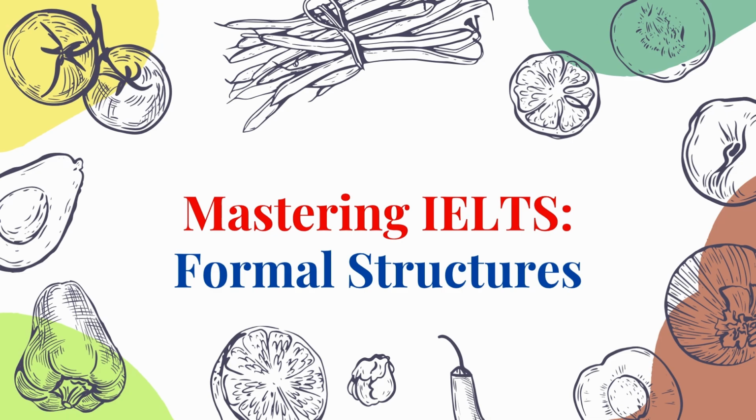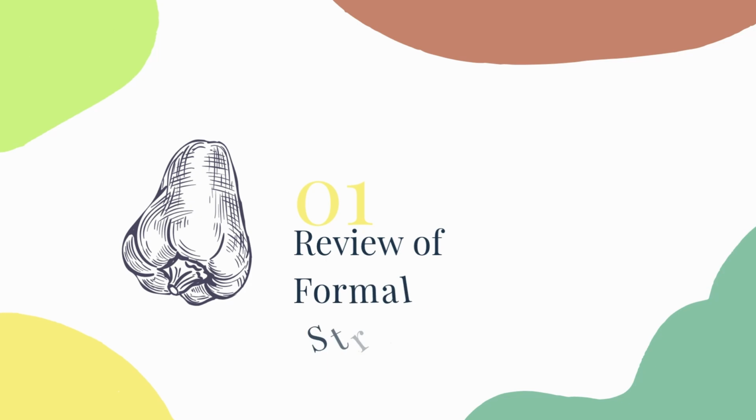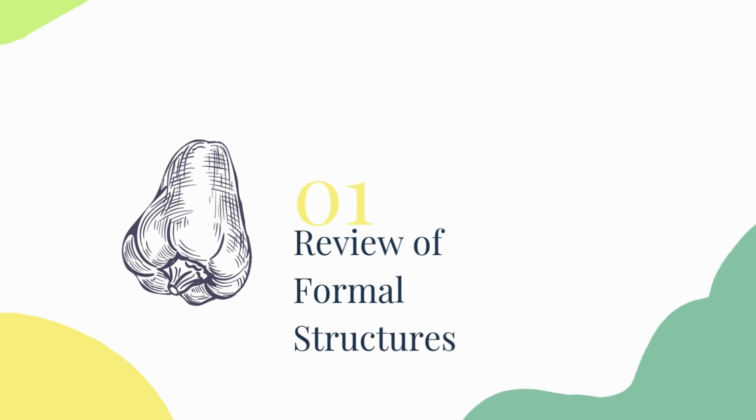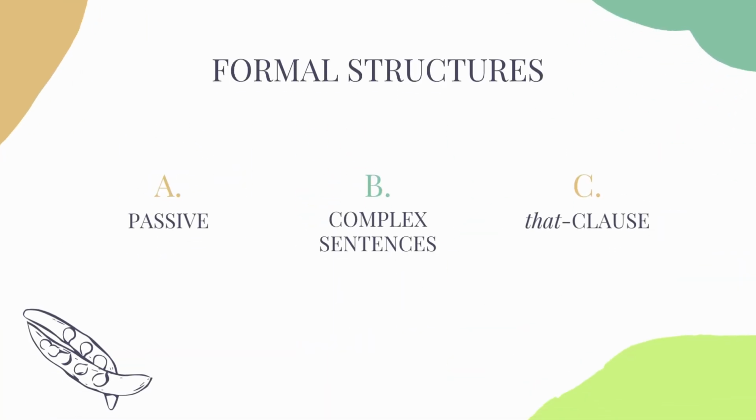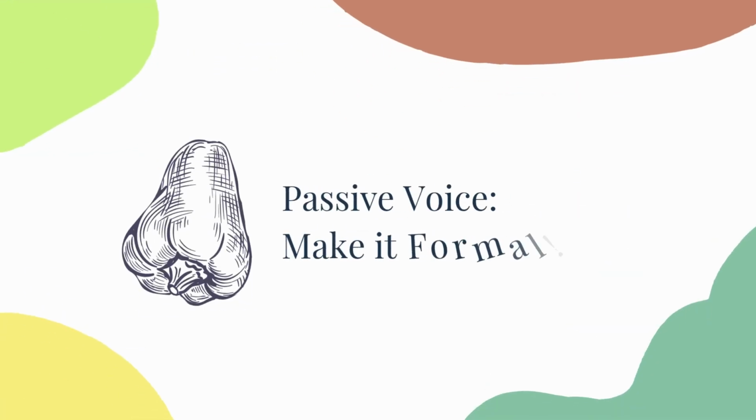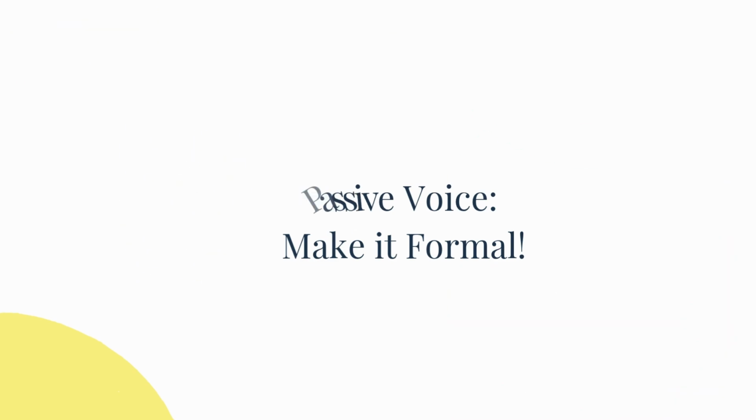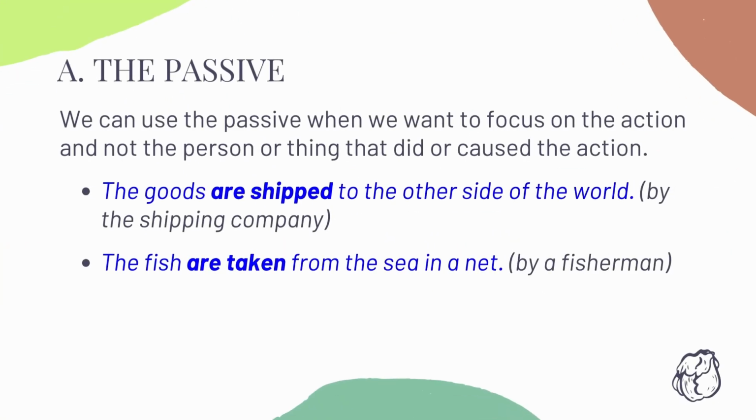When we write in academic English, we use more formal language. This language includes more formal structures such as the passive, complex sentences, and that clauses. The passive. In IELTS Writing Task 2, academic tone is crucial. That's where the passive voice shines.